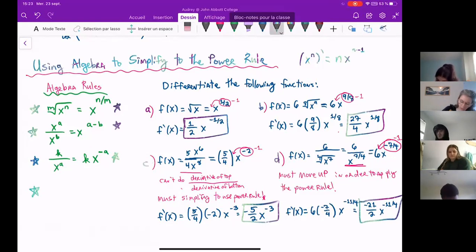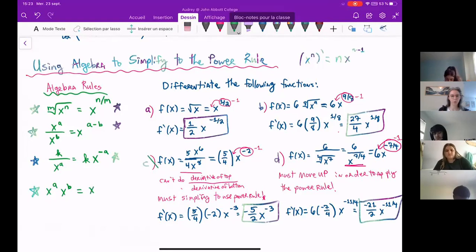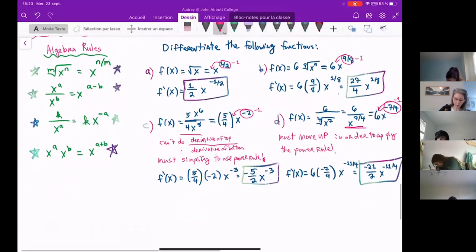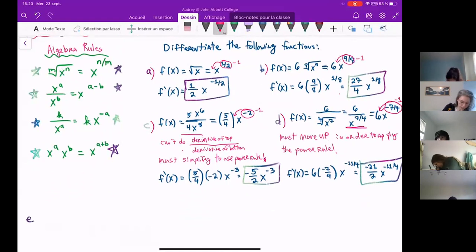And that is, what if I have x to the a times x to the b? How can I rewrite that as just 1 x to a power? You got it, Jenny. x to the power of a plus b. We're going to do one last problem here before we start finding some equations of tangent lines.